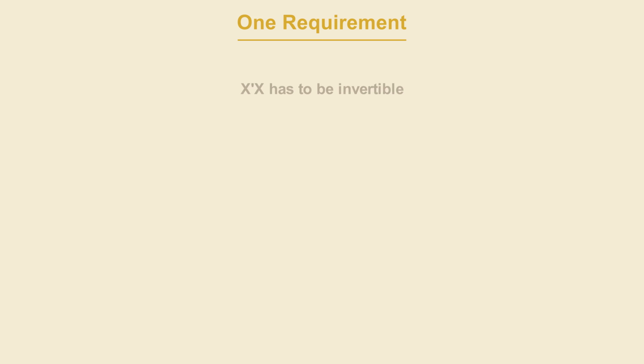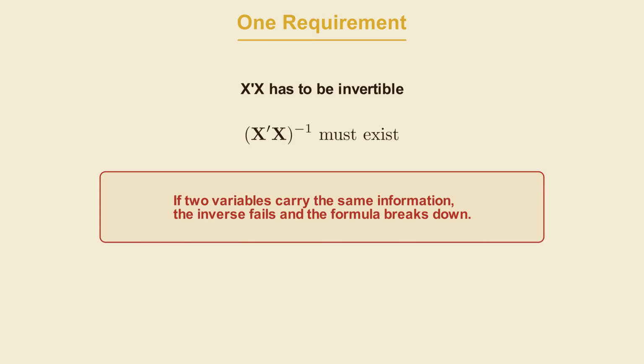There is one thing that the formula needs. X transpose X has to be invertible. If 2 of your explanatory variables carry basically the same information, then that inverse doesn't exist and the whole formula breaks down. That turns out to be a real problem of its own, and we're going to come back to it later on in this module.